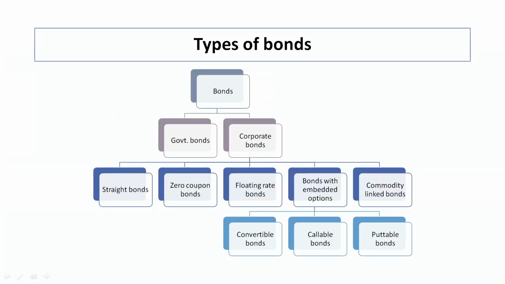Now, coming to what are the different types of bond. In this figure, we can easily understand that there are majorly two bonds, that is government sector bond and another one is corporate sector bonds. So, there are two categories, government and corporate. So, if we are talking about government bonds, that can be issued by central government, state government or any other government related agencies.